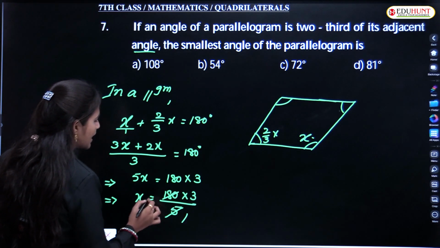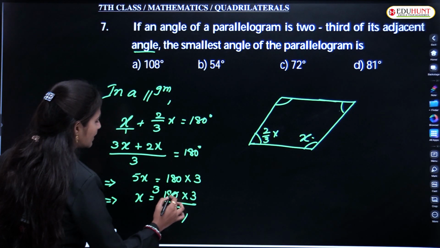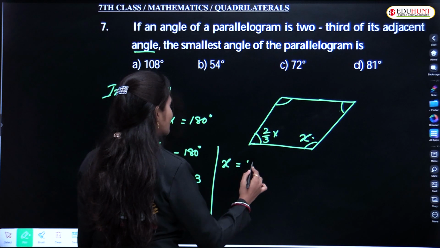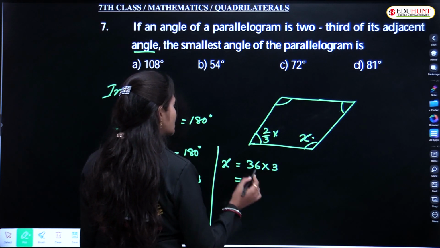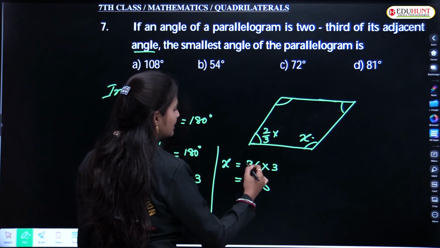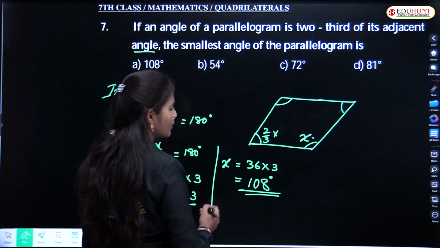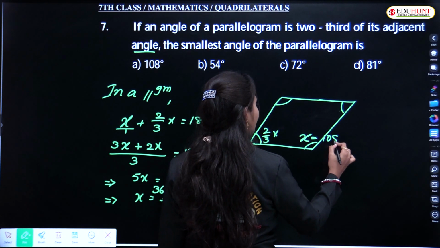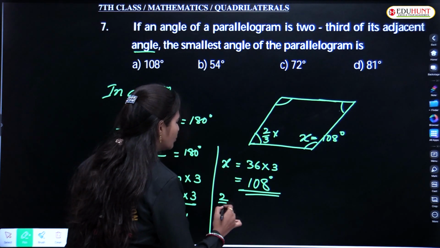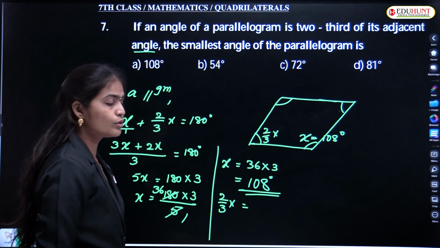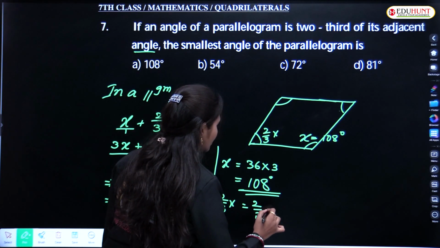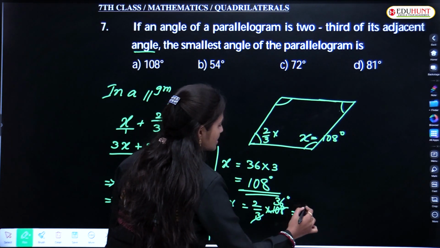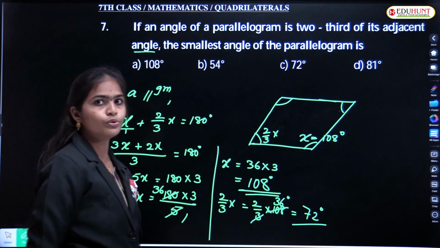So 5 ones are 5, 5 threes are 15, and here 30, so 5 sixes are 30. Clear, children? So x is equal to 36 into 3, which is 108. 3 threes are 9, plus 1 is 10. So x is equal to 108 degrees. That is one angle, 108 degrees. Now find the other one, 2/3 of x, that is the other angle. So 2/3 of 108: 3 threes are 9, 3 sixes are 18. So 36 into 2 is equal to 72 degrees.